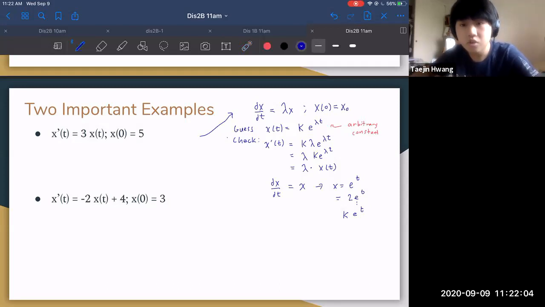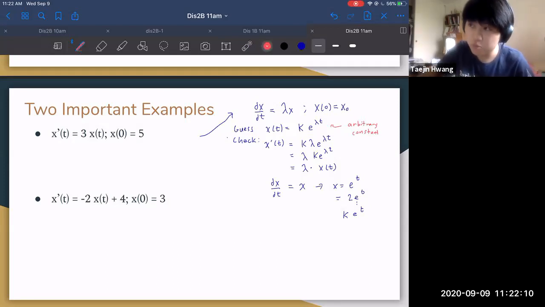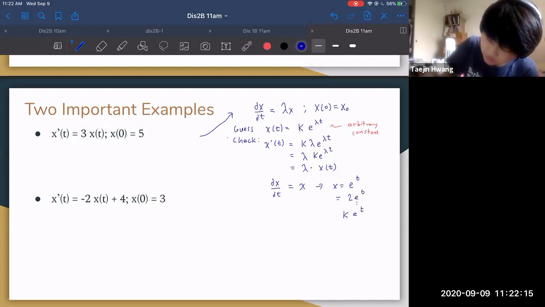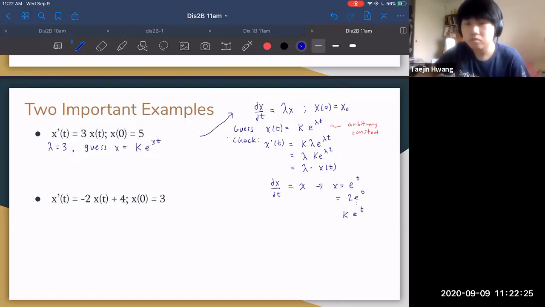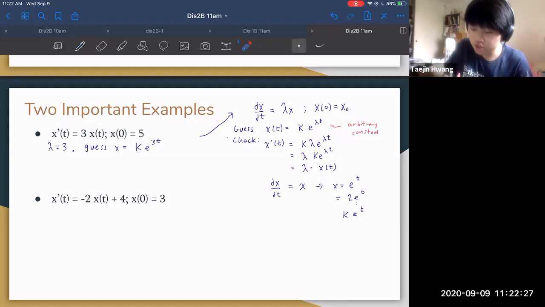All right, so if that's all clear, let's move on to the actual solving of the problem. Here we notice that lambda is equal to 3. So let's try and guess x is equal to k e to the 3t. And again, the verification is all from here. So we just showed that our guess works.